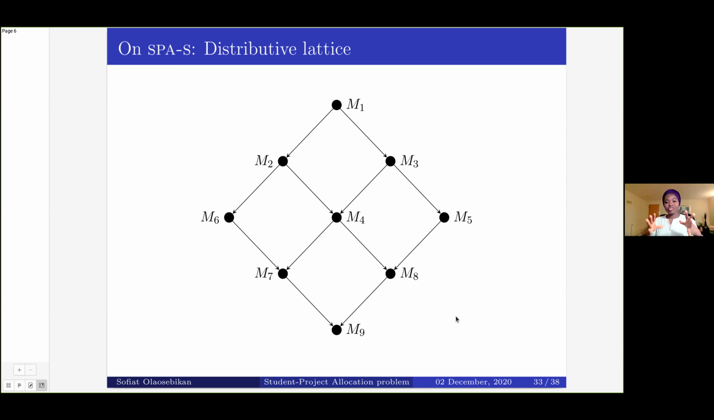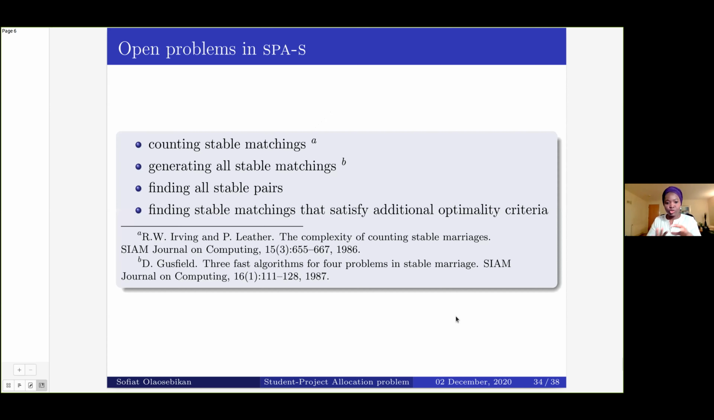But how does this structure help us? What can we do with this Hasse diagram? For the stable marriage problem, which is the 1962 problem, because they were able to prove that this structure exists for the set of all stable matchings, many other problems became easy to solve. And some of them are counting all stable matchings, generating all stable matchings, finding all stable matchings, and finding all stable matchings that satisfy some optimality criteria. And these are some of the papers where these problems have been solved for the stable marriage problem.